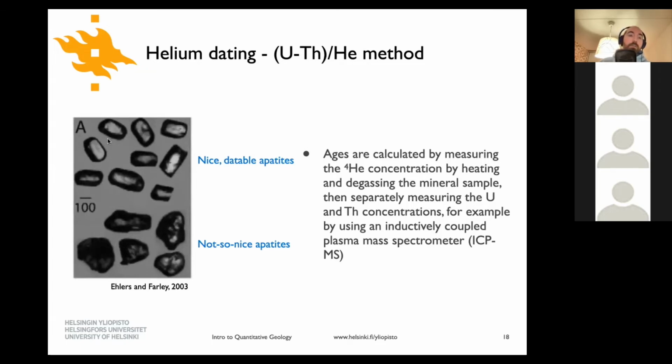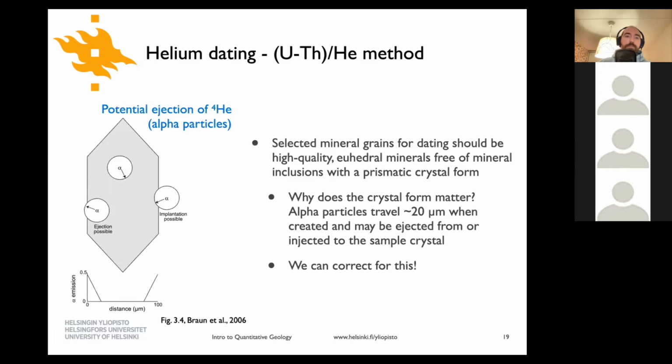But basically we're going to select the crystals here, degas them, and measure the amount of helium that's inside them using a mass spectrometer. That's the idea with the dating method. Why does the shape matter? Well, it matters because it's possible that some of these alpha particles, when they're produced, can be ejected.